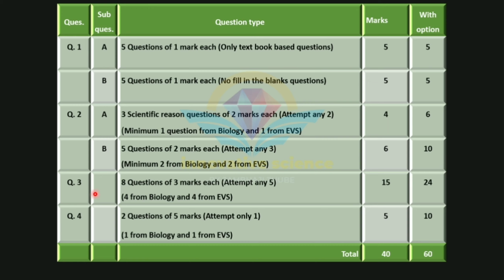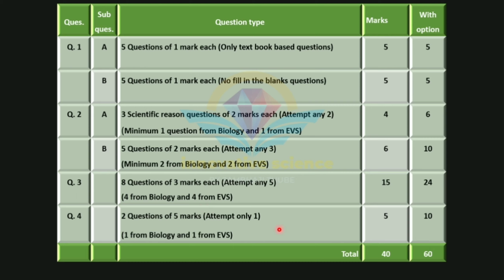In question number 3, you will be given 8 questions for 3 marks and you have to attempt any 5. Therefore, 5 questions, and each carries 3 marks. Therefore 5 into 3, 15 marks, and with optional, total 24 marks. In question number 3 also, 4 questions are from biology and 4 questions from environmental science.